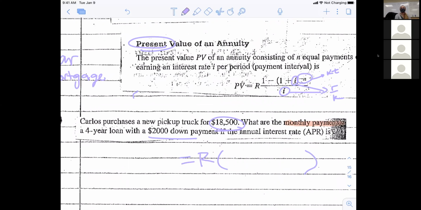It also says something about a down payment. Do you guys know what a down payment is? Can someone explain that to me? Jared? Would you say $2,000? Puts it down right away, right? He doesn't have $18,000, but he does have $2,000, so he's going to pay off $2,000. So how much is his present value if he already paid $2,000?